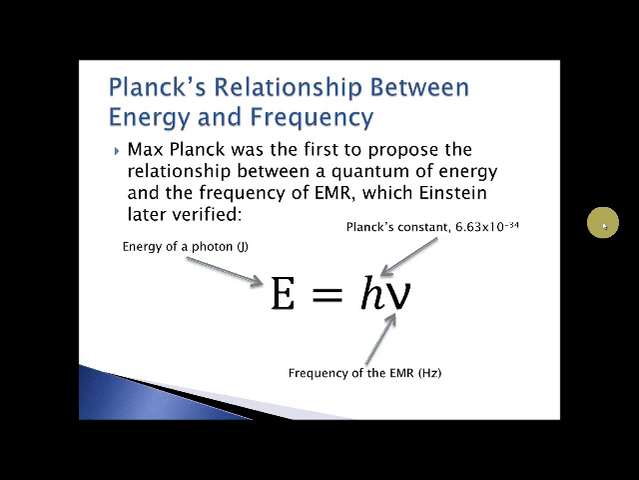With his findings, Einstein later verified Max Planck's first relationship between the quantum of energy and the frequency. E, the energy of the photon, equals h, which is the constant 6.63 times 10 to the negative 34, times ν, which is the frequency. The same ν as in the speed of light equation. So we can use this equation to solve for the energy of the photon.